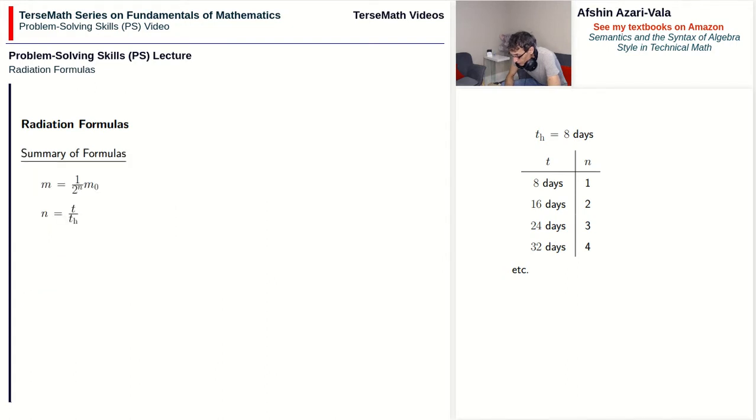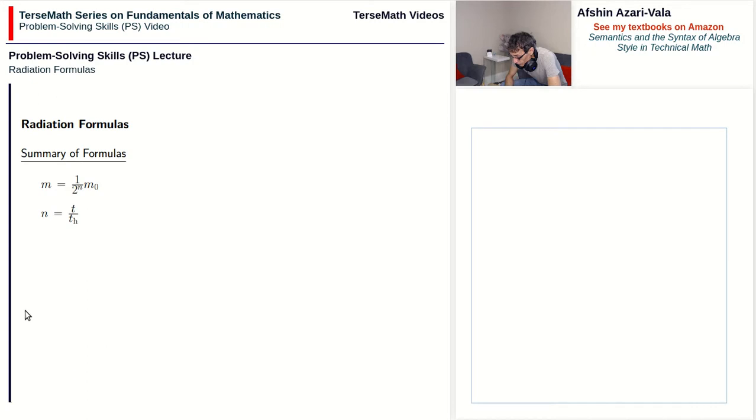So far we have these two formulas. And of course we can replace n in the first formula with T over Th and come up with a variation of that formula. Some problems may require that you use both of these formulas at the same time, or as an alternative you can use this formula.